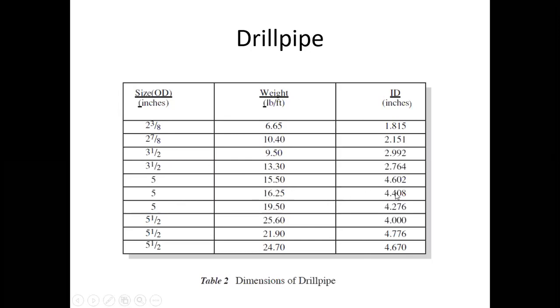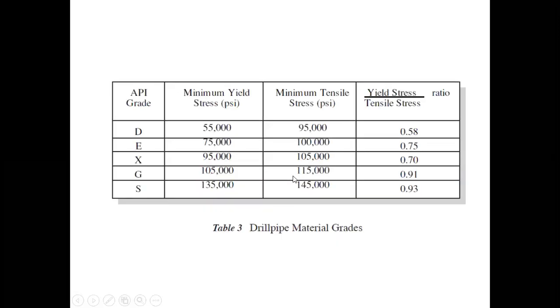And look at the inside diameter. 4.44 is the inside diameter, 4.4 inch. So the pipes are really thin, they are not really that big. 4.4 inch, you can imagine how much the diameter is.